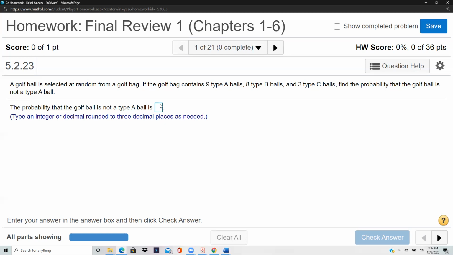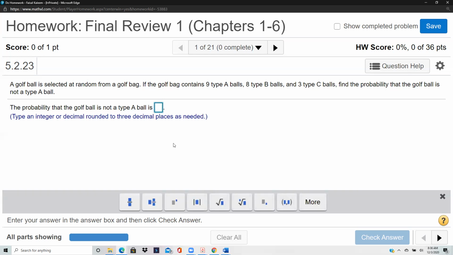And would you just divide it to get a decimal? Right. Because since it's not an integer, we have to get a decimal, as they say. See, it would be 0.55.